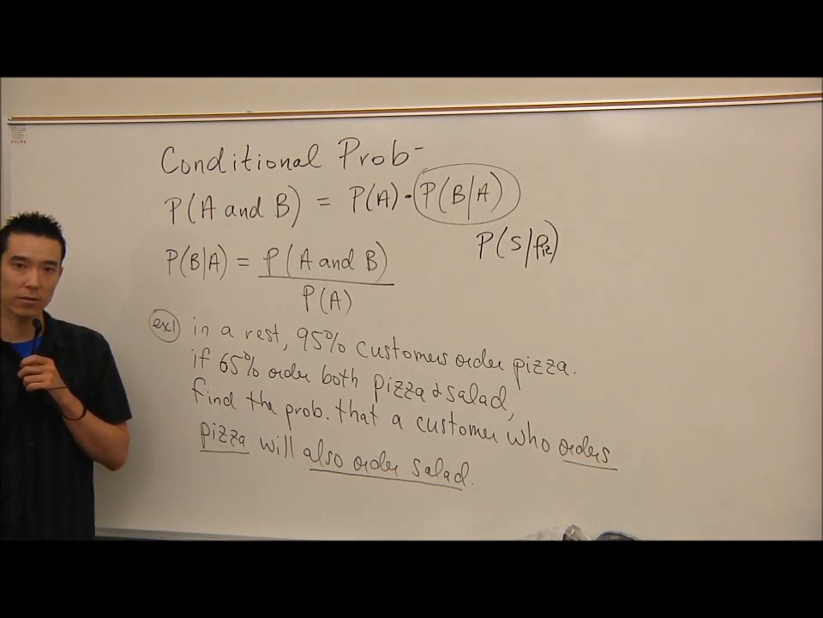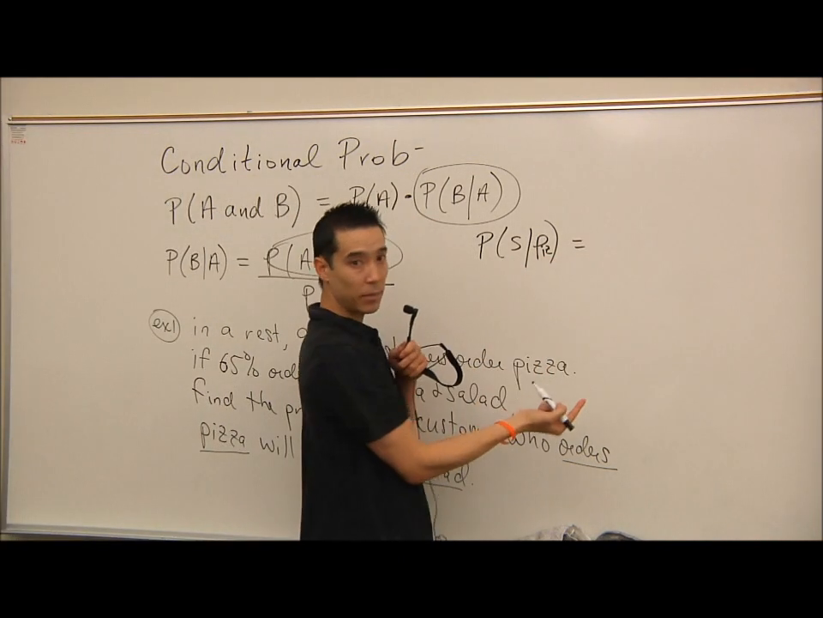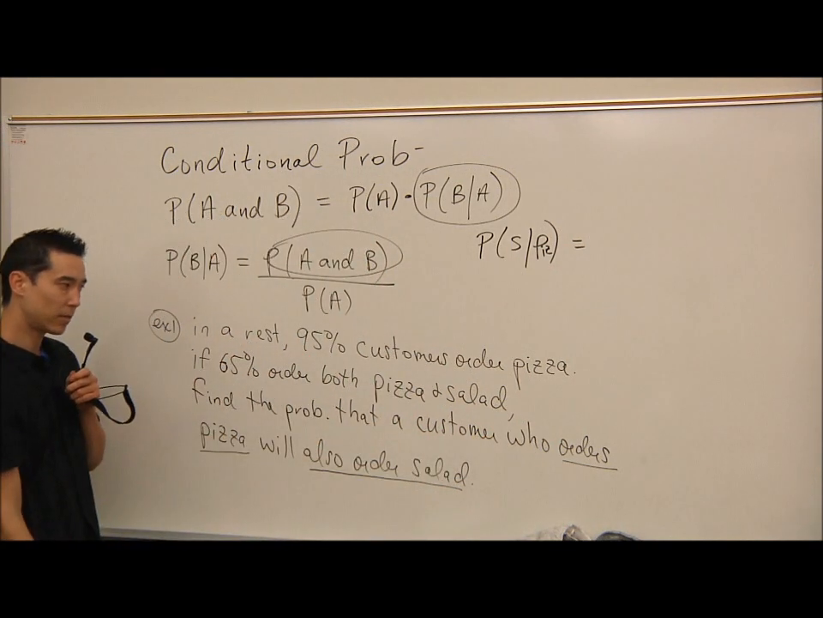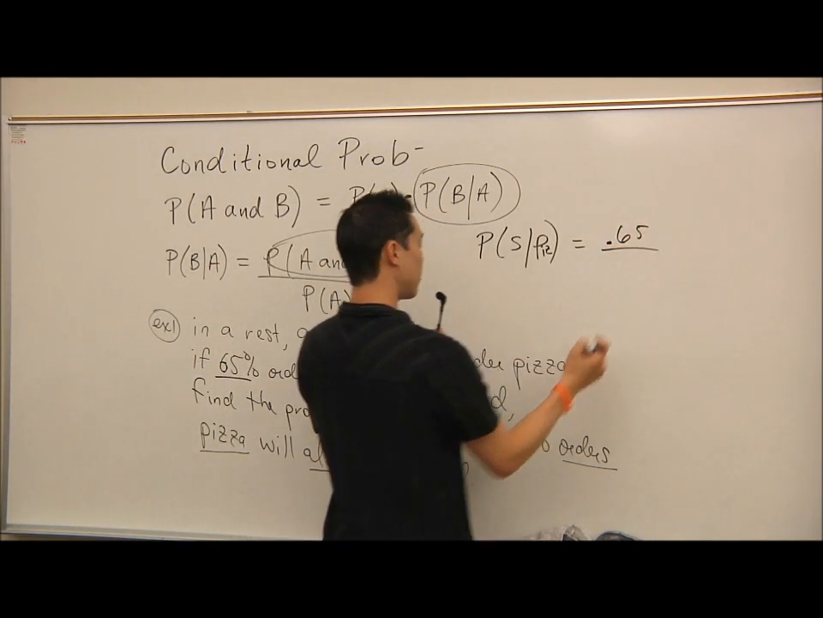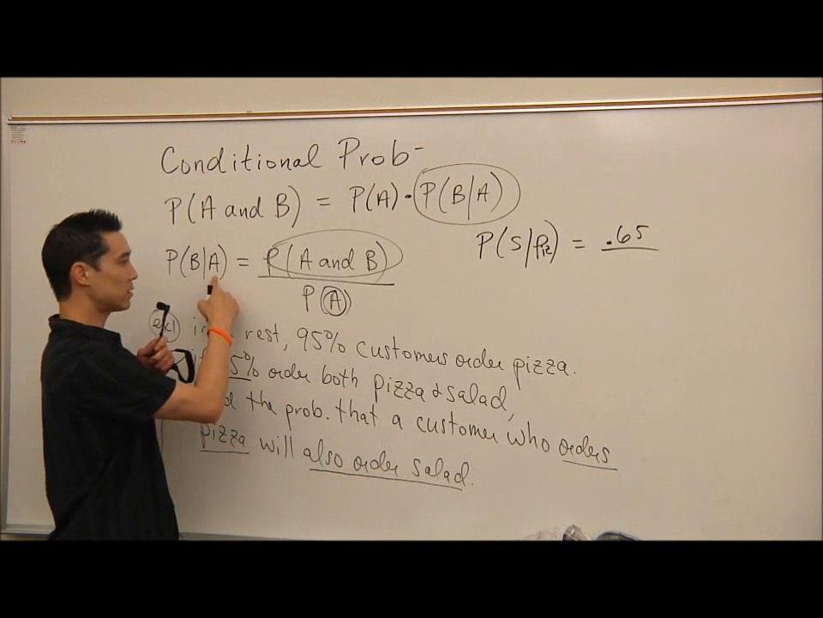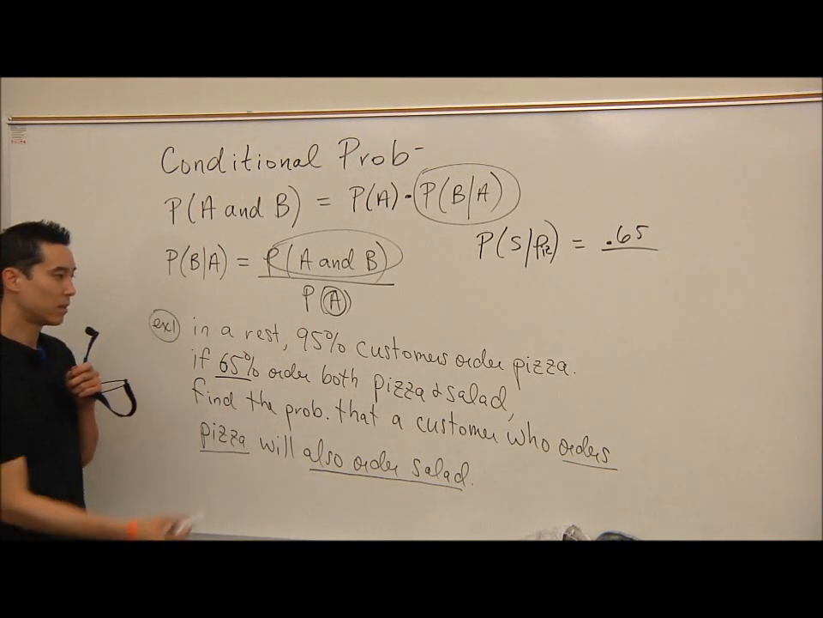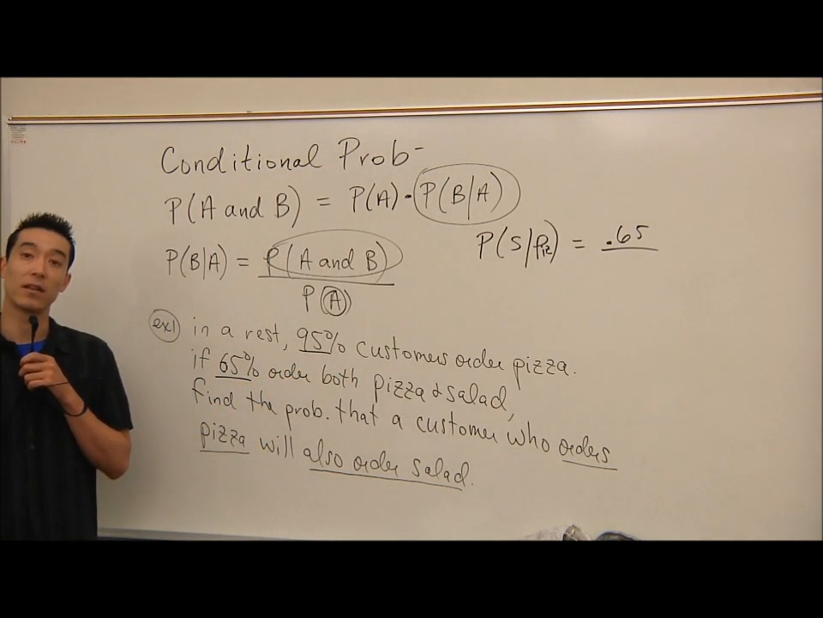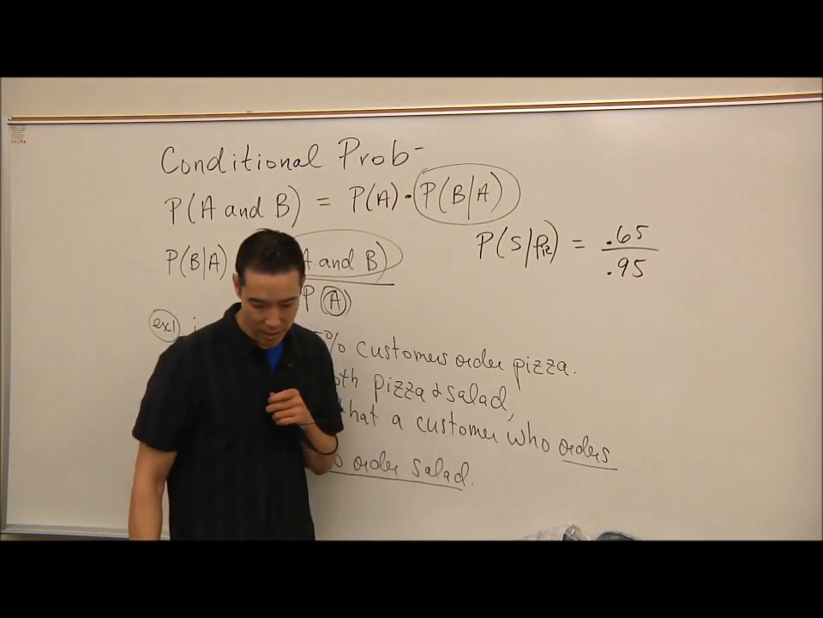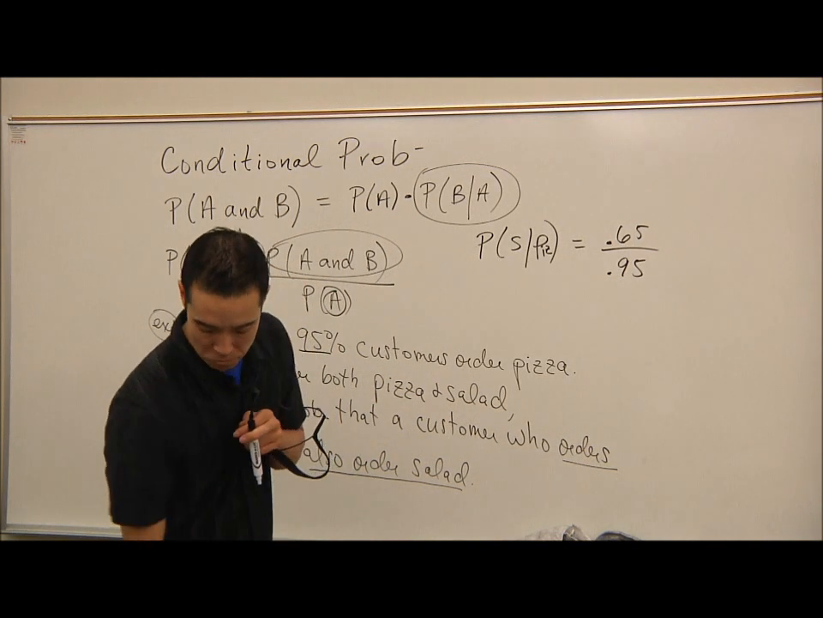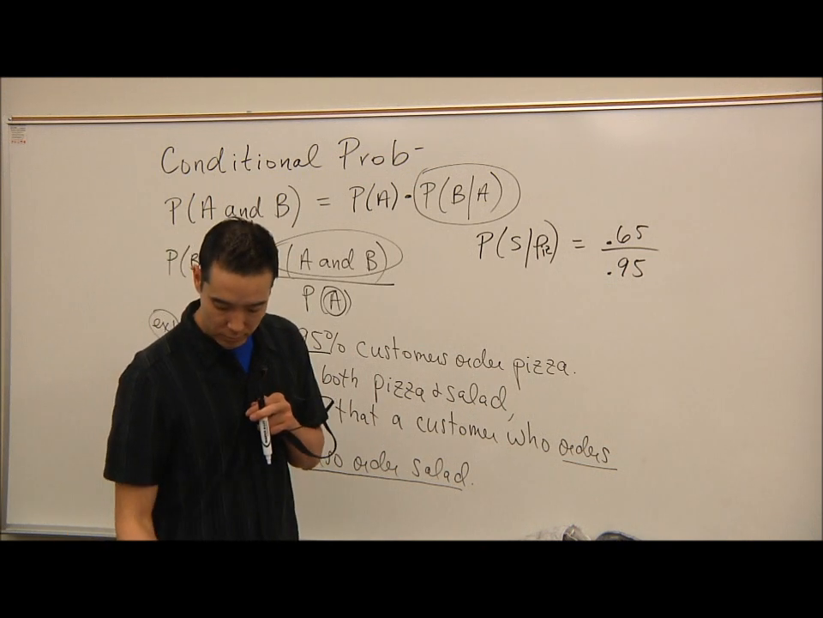Okay, it's going to require you to know two things. The probability of ordering both. In this case, both is salad and pizza, right? And am I given that percentage? What's the probability of ordering both? 65%, 0.65. Divided by the probability of ordering, and here A was the given part, the probability of ordering pizza. Do I have the probability of ordering pizza? 95%. Okay, so I won't be able to solve it unless they give me both of those, and they were kind enough to do that. So take out your calculator, 0.65 divided by 0.95. And let's go four decimal places. And what do we get here?